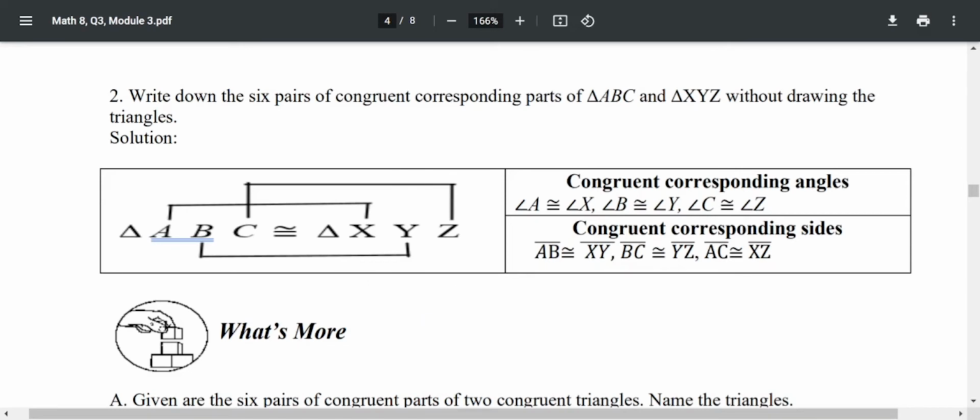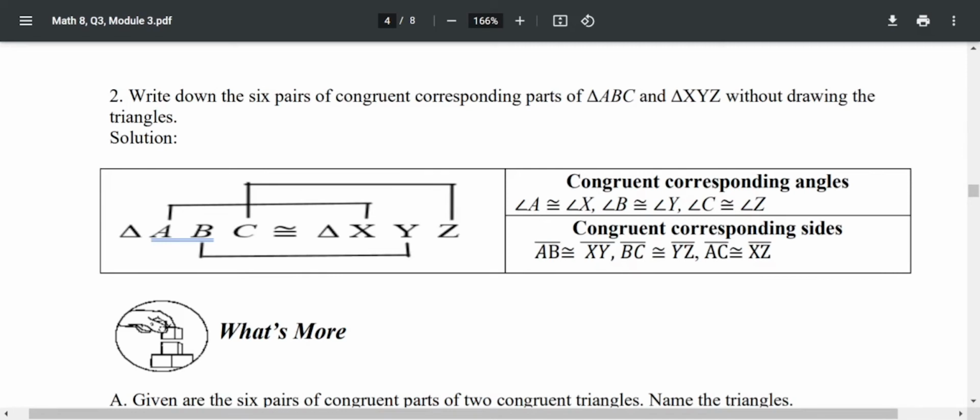angle A is congruent to angle X. Kaya di ba ang atong vertex, mao naman na ang atong name pod sa atong angle. So therefore, angle A is congruent to angle X, angle B is congruent to angle Y, and angle C is congruent to angle Z. Now, for the sides, ato ra pong tan-awon ang name sa atong triangle. So, ang first two letters, ang first two vertex, kaya di ba, kung atong i-connect ang duha ka vertex, makabuo ta og isa ka side.